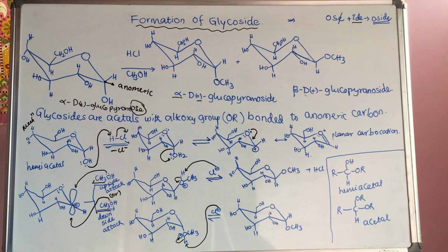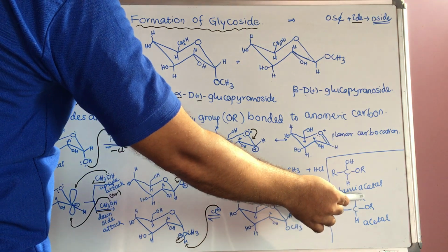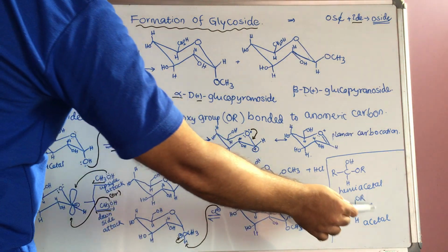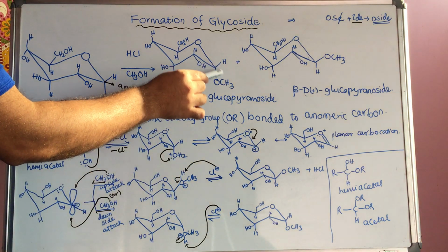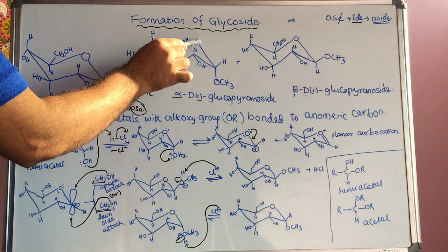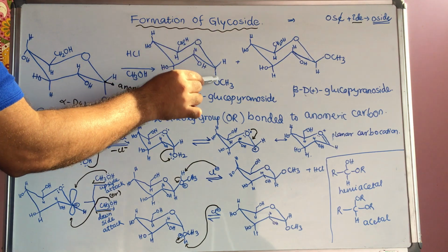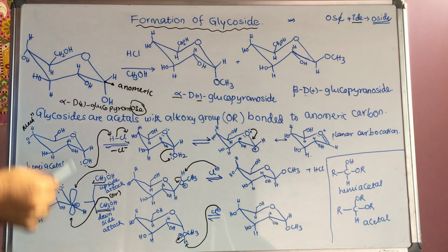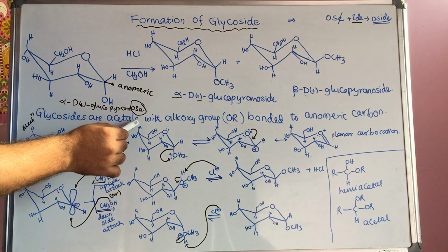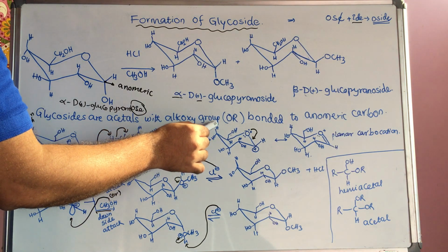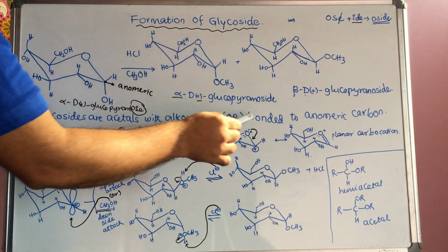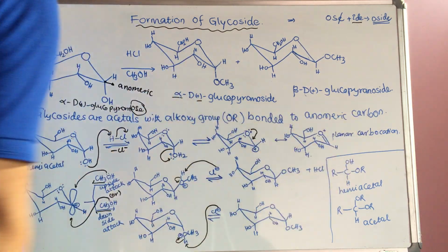Next, what is a glycoside? I have given the definition here. Glycosides are acetals. Acetal means at this carbon both are ether form. Observe here, this is OCH3, an ether form, this alkyl group. So at this anomeric carbon both OR positions are there. That's why glycosides are acetals with alkoxy groups bonded to the anomeric carbon.